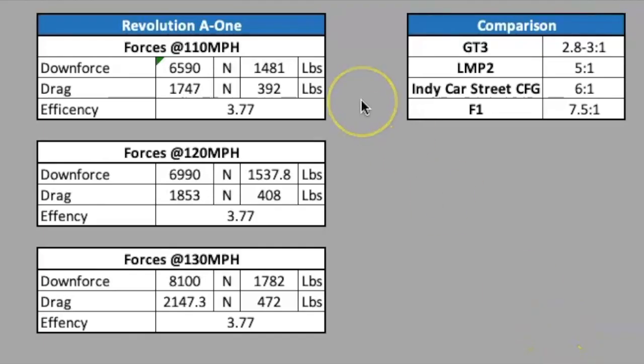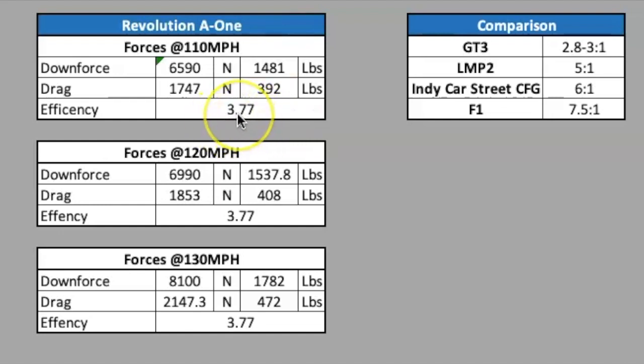So here we have some of the forces exported from the CFD. A lot of the runs that we did with the A1 were at 110 miles an hour. We're looking for a usable level of downforce, so 110, a sensible corner, 120, 130 also measured. We see the downforce of 6,500 newtons or 1,400 pounds and the drag of 1,700 newtons or 390 pounds. This gives us a total efficiency, downforce over drag, of 3.7 to 1. For every newton of drag we have 3.7 newtons of downforce.